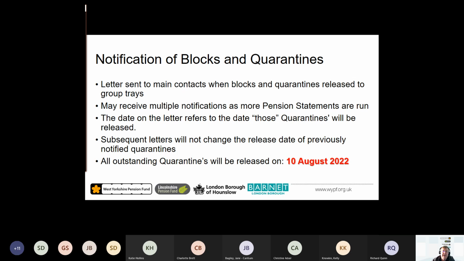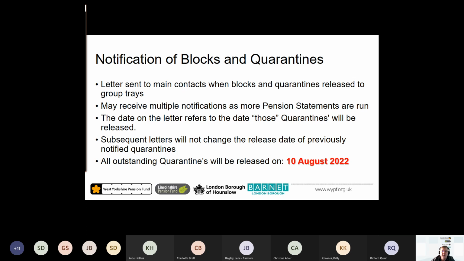You may receive multiple notifications as more pension statements are run, depending on the size of your fund, your employment, whether you have multiple payrolls, if you're a multi-academy trust, something like that. We may run the pension statements more than once, depending on just what information has been updated. So you may receive more than one letter saying that blocks and quarantines have been released to your group tray. The date on the letter refers to the date those quarantines will be released, and subsequent letters will not change the release date of previously notified quarantines.